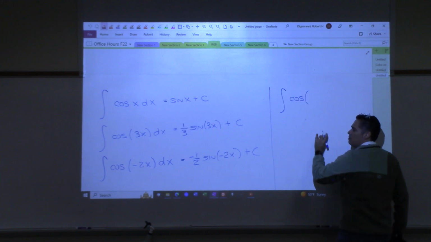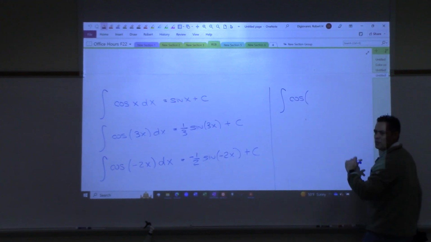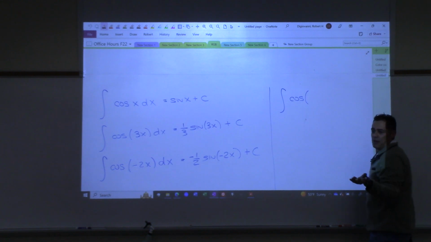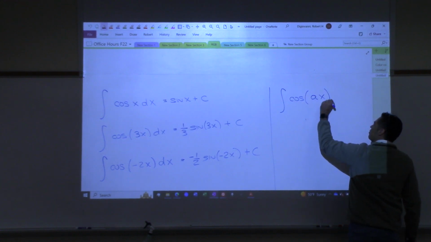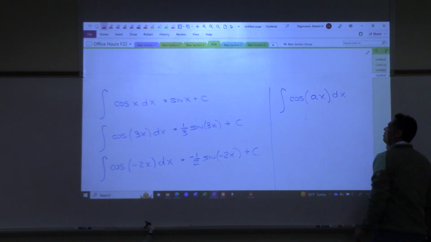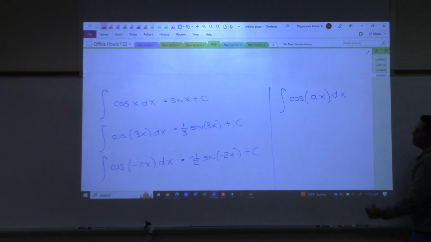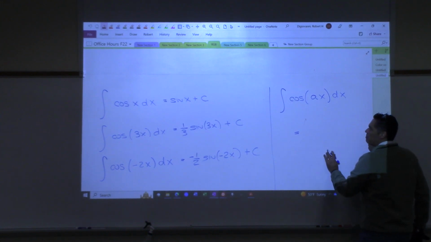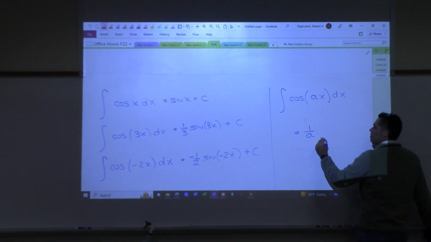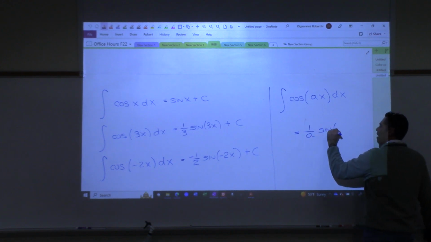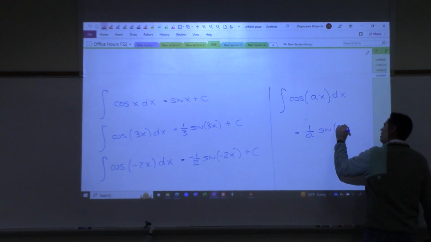Cosine of, I'm generalizing. I don't want to put 3 in there, negative 2. Something in front of x, right? Let's go with a. A is usually a good constant. Ax, right, like this. So if we have that, the antiderivative of that should be what? 1 over a sine of ax plus c.